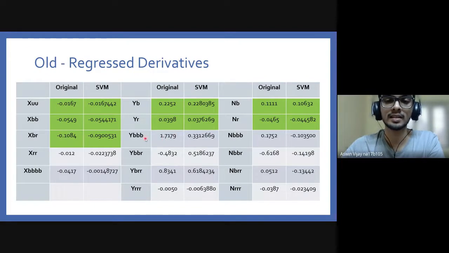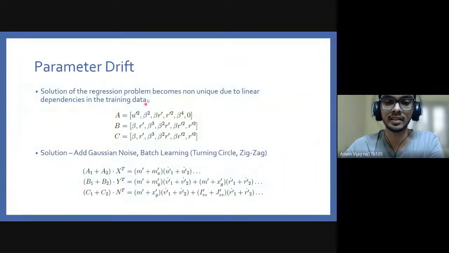So the regressor does not actually know how much weight to give to beta, beta, beta or beta, beta r because of this parametric drift occurring due to the linear dependencies. So that is the main problem that I'm facing. And the solution that I implemented last time was, one, addition of Gaussian noise. By adding Gaussian noise, I can cause these parameters to be excited and cause much more variation, thus alleviating a little bit of the linear dependencies in these columns.